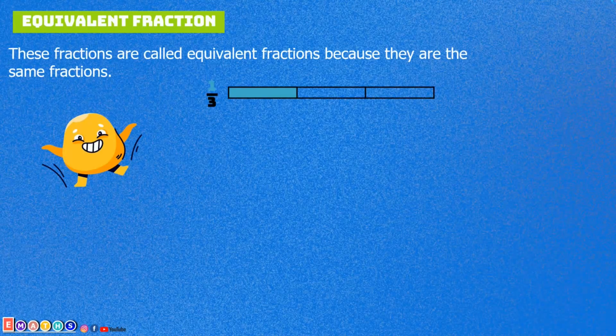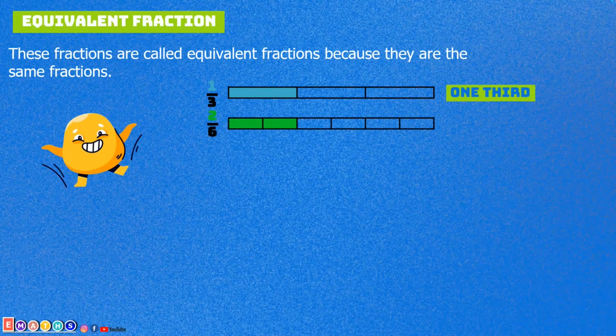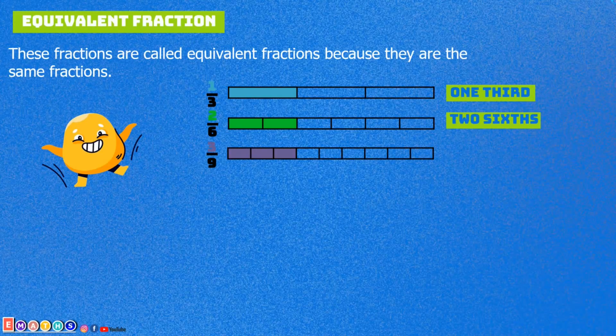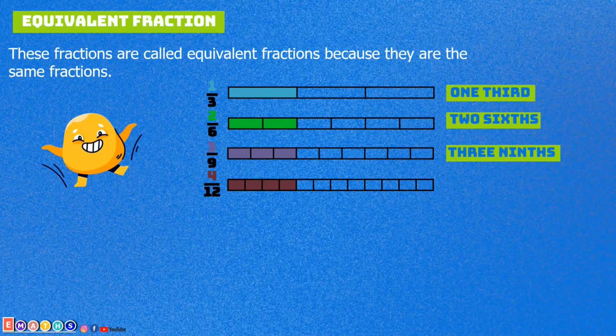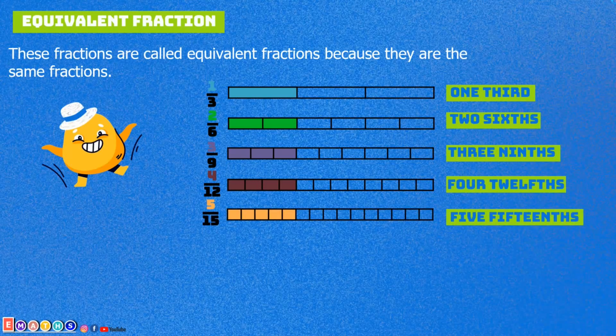Let's take a look at an example. Here we have 1/3. 1/3 divided into 2 equal sections equals 2/6. 1/3 divided into 3 equal sections equals 3/9. 1/3 divided into 4 equal sections equals 4/12. These fractions are called equivalent fractions because they are the same fractions.